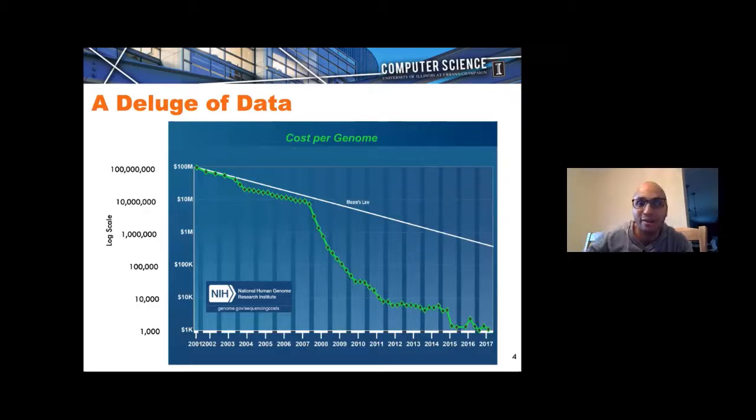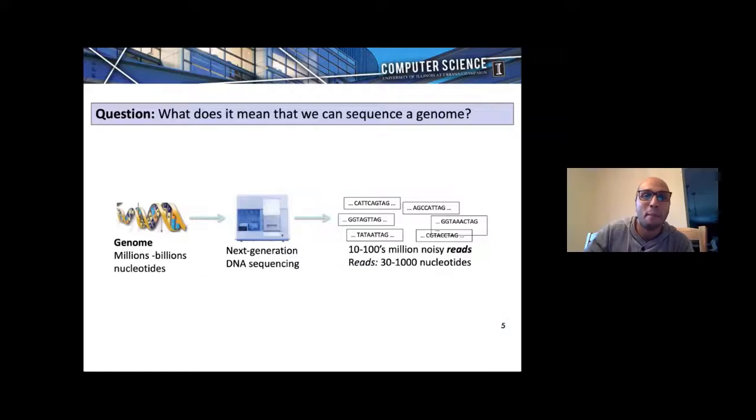In white, I'm showing you Moore's law. And you can see that nowadays we're down to $1,000. It's actually about $500 these days. And something interesting happened here. In 2007, there's a super exponential drop, and that's because of a new sequencing technology. So let me tell you a little bit more about that.